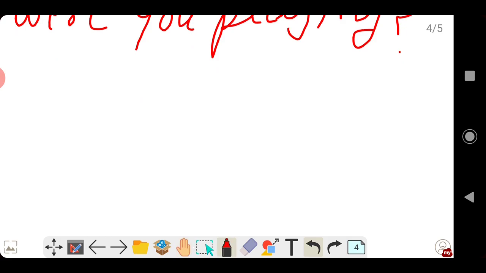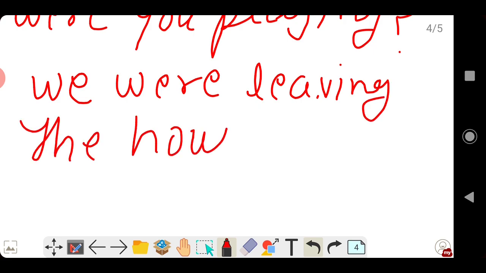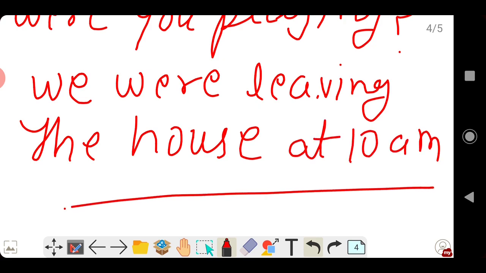Have you seen something? So far, I have written sentences which did not have an object. Now I'm trying to put an object into the sentence. Let's see. We were leaving the house at 10 a.m. We were leaving the house at 10 a.m.